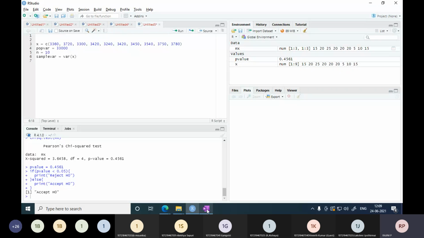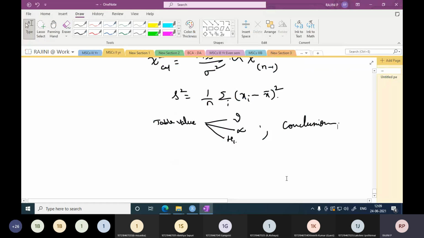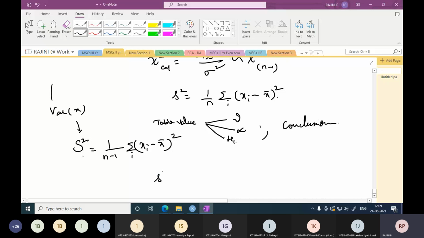So now listen, whenever you are using the function VAR of X, this will give you the calculation of capital S square. That means it gives you the value of 1 by n minus 1 summation xi minus x bar whole square. So by the inbuilt function, we'll get the capital S square. But I want the small s square. How can I find it? Tell me.